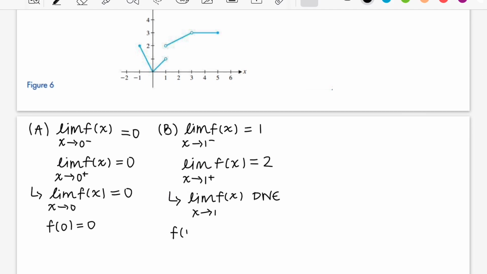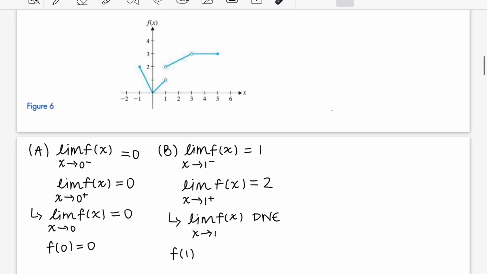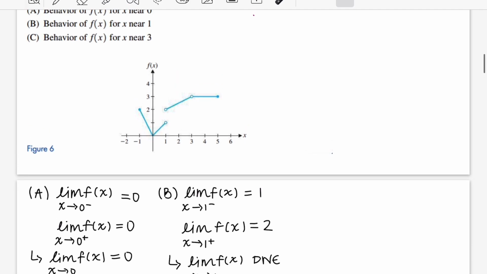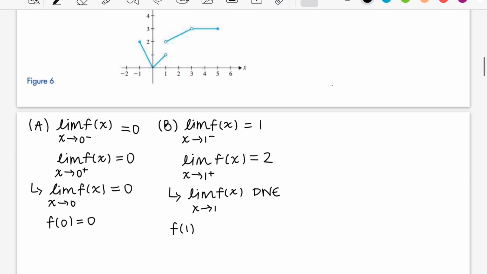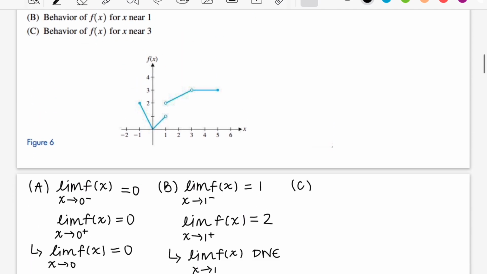And then we'll also see here that plugging 1 into our function is not defined, because these open circles here tell us that we are not defined at x equal to 1. So we're undefined there. And then lastly, we will look at part C. So we want to look at our function for x values getting closer and closer to 3. So if we were to do the same thing, and look at the limit of our function as x approaches 3 from the left and from the right.